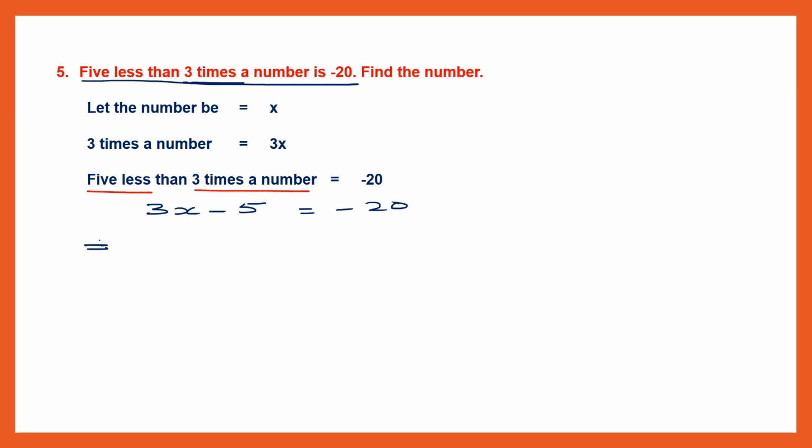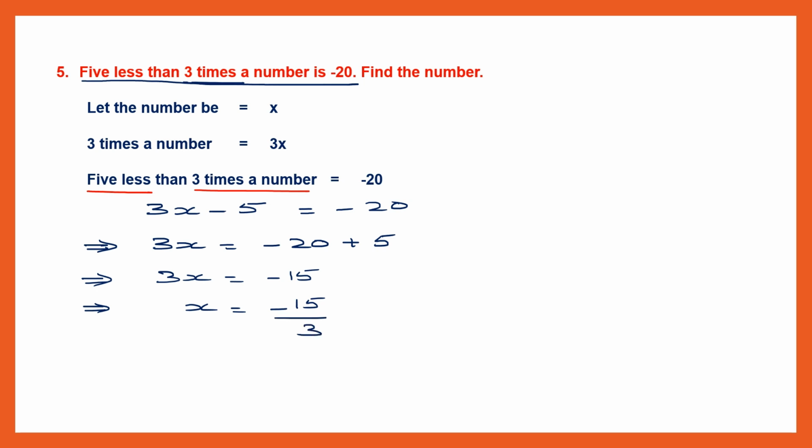Now we can find the value of 3x first. 3x is equal to minus 20, and we can transpose this minus 5 to the other side. It becomes plus 5. So that is equal to 3x is equal to minus 15. We can find the value of x. X is equal to minus 15 by 3. Now we can cancel this. 3 ones are 3 and 3 fives are 15. So x is equal to minus 5. So this is our answer.